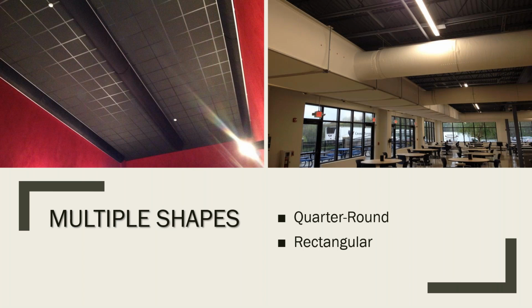On the right-hand side, you see fabric can also be made in rectangular shape. Now, the rectangular shape can be made for either positive or negative pressure. So for applications where you need to pull a return, maybe in a pool room or even in a data center where you want to remove hot air from hot aisles, that can be done with rectangular fabric duct.